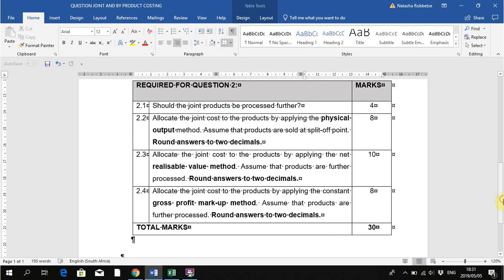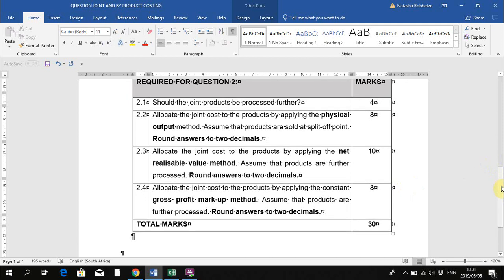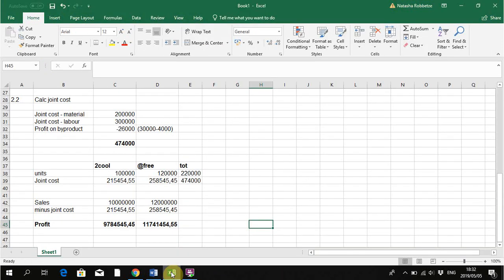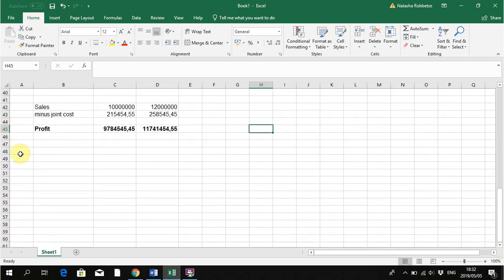All right, we are on 2.3. In 2.3, they ask you to use the net realizable value method. All right, and in the net realizable value method, we need to always further process the products. Right, so the net realizable method actually uses a subtotal to allocate the joint cost to the product. So let's start with 2.3. So again, we will have Too Cool, we will have @free.